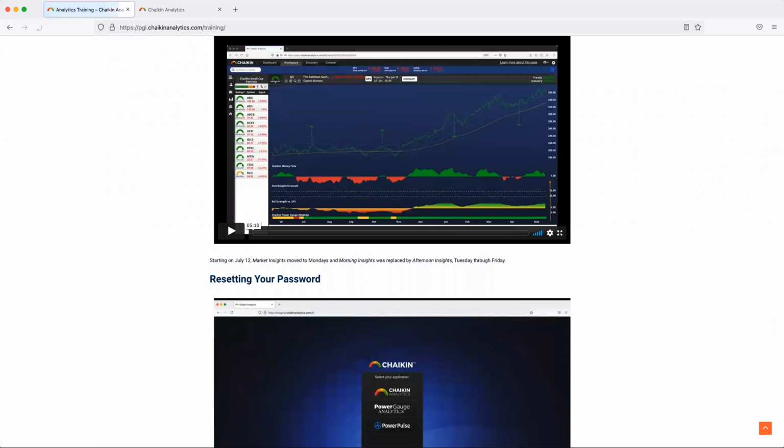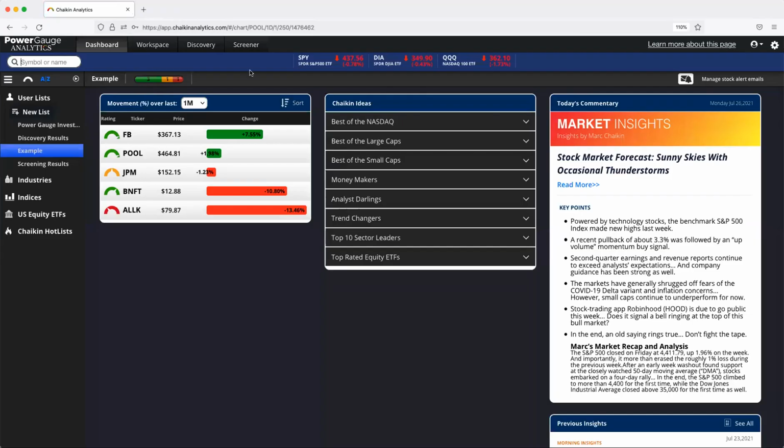Now, we really want to spend most of our time today talking about the Power Gauge Analytics tool. The newsletter, fairly self-explanatory, but the Power Gauge Analytics tool is a robust software system that could use a little bit more explaining so you really understand the benefits and what you are getting as part of this subscription.